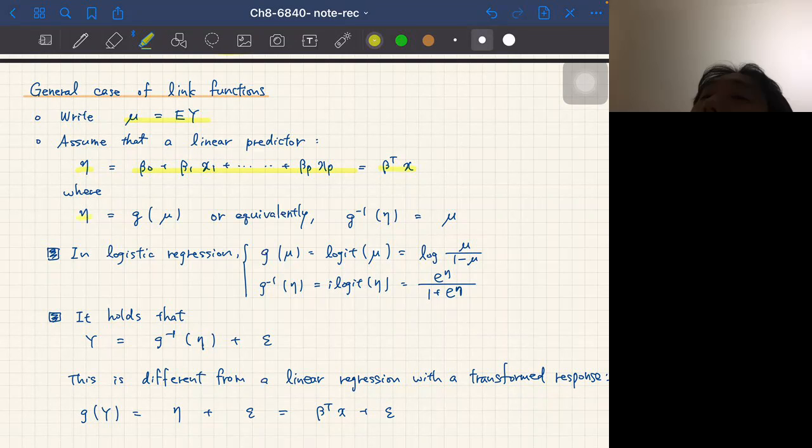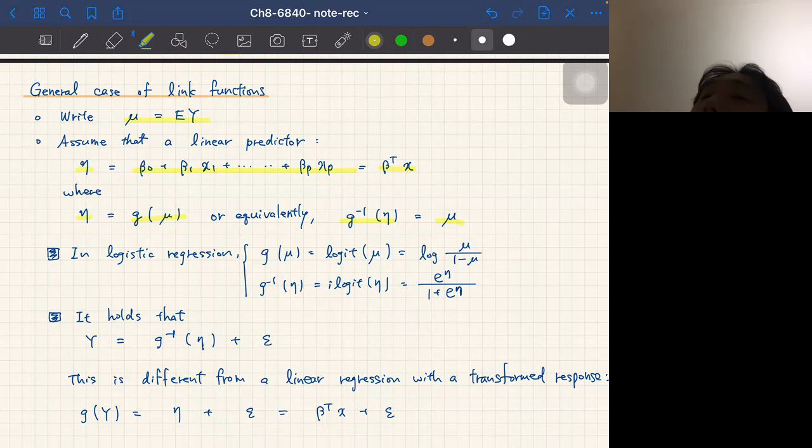So mu is the parameter which expresses the expectation of y. Or we can say that mu is equal to the g inverse of eta. So this is maybe a little more intuitive because we define eta is equal to beta transpose x. So what's the link between mu and eta? If we use the g inverse, then eta becomes mu.